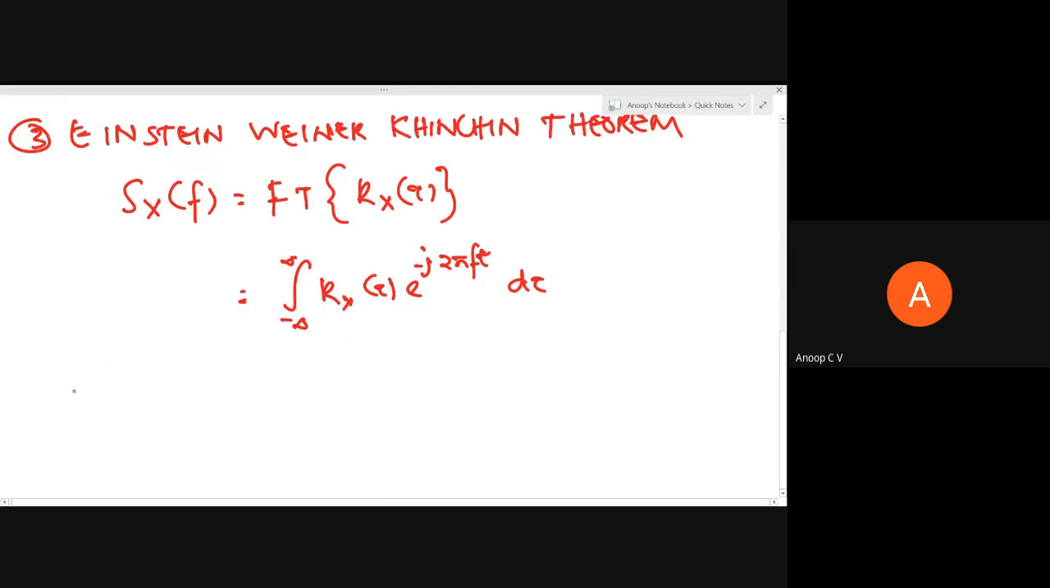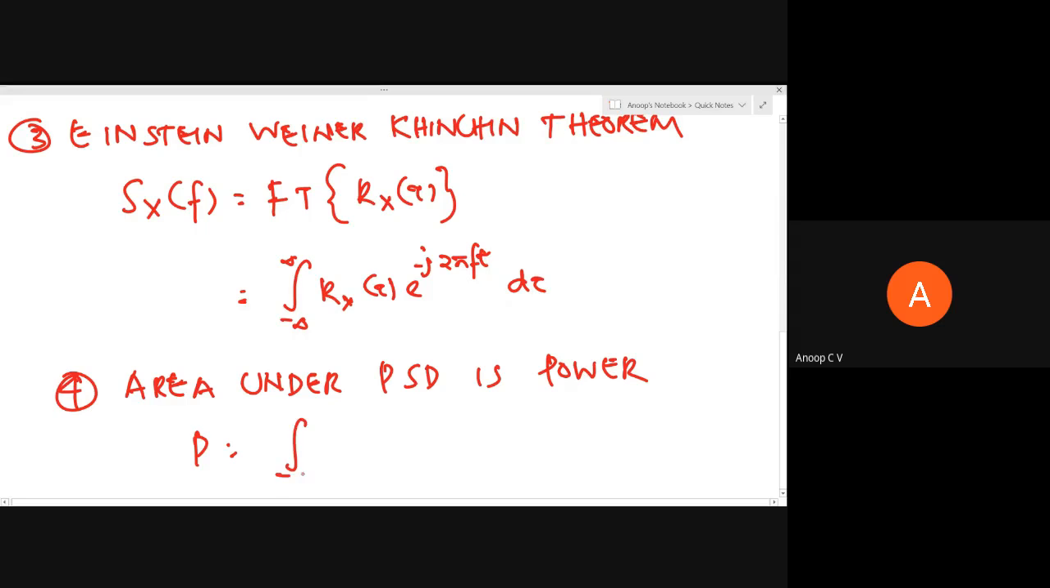So then our fourth result is, area under the power spectral density is power. Which means P is equal to, if you integrate the power spectral density from minus infinity to infinity, Sx of f df, you will get the total power.